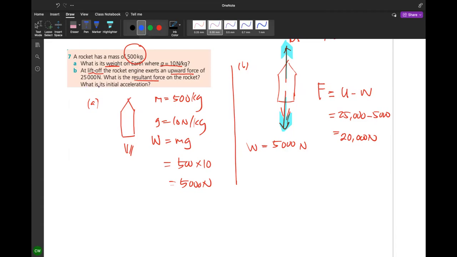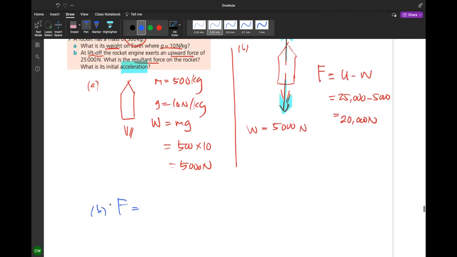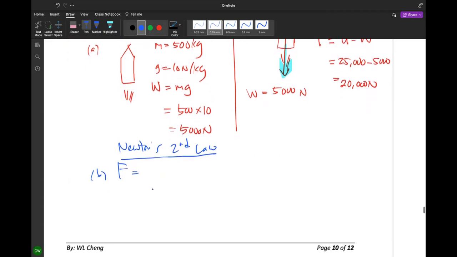Now we have to find the initial acceleration. What is acceleration? What is Newton's second law? Have you heard about Newton's second law? F equals what? F equals ma. F stands for what? Resultant force.